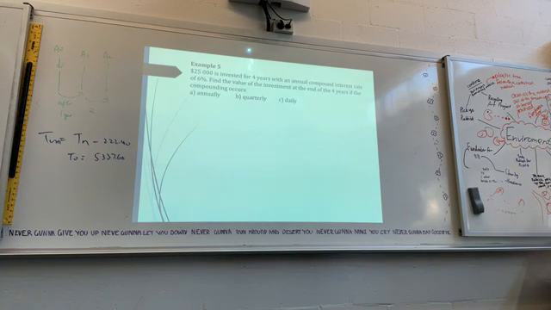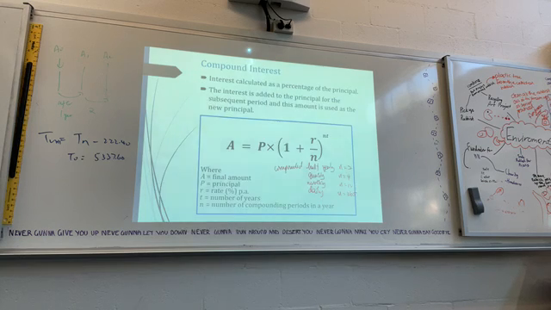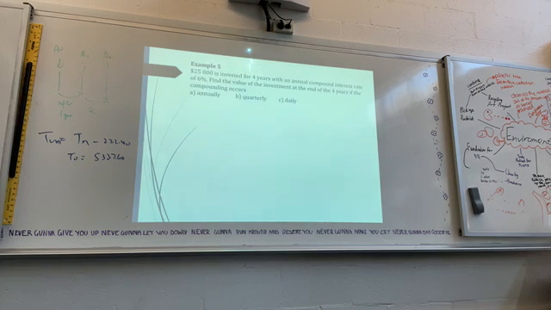Let's try example 5. $2,500 invested for 4 years with an annual compound interest rate of 6%. Find the value of the investment at the end of 4 years if the compounding occurs annually, quarterly, and daily. Try that, please. Use this formula. A equals P times 1 plus R over N, to the power of NT. So annually, N equals 1. Quarterly, N equals 4, and daily, N equals 365.